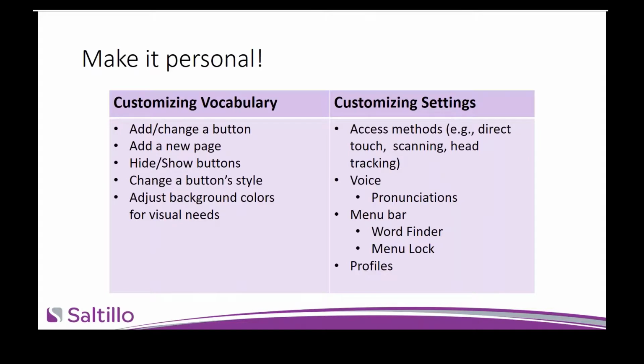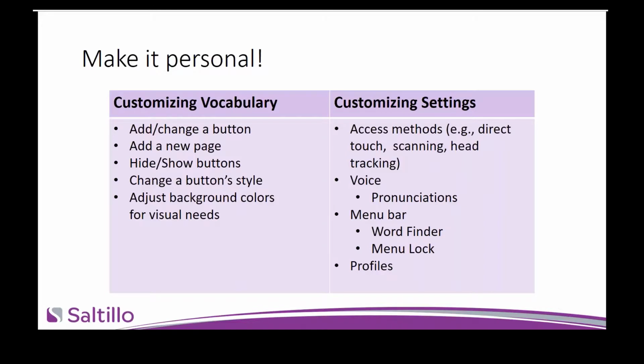So some things within the vocabulary that you can do include changing a button. You can always add a new page. You can hide and show buttons, so if you don't want everything showing, you can mask part of it without deleting anything. You can also change the different button styles to give it a different background color or to highlight, and you can change background colors to adjust for visual needs. So if you need to have more of a darker background, you can accomplish that.